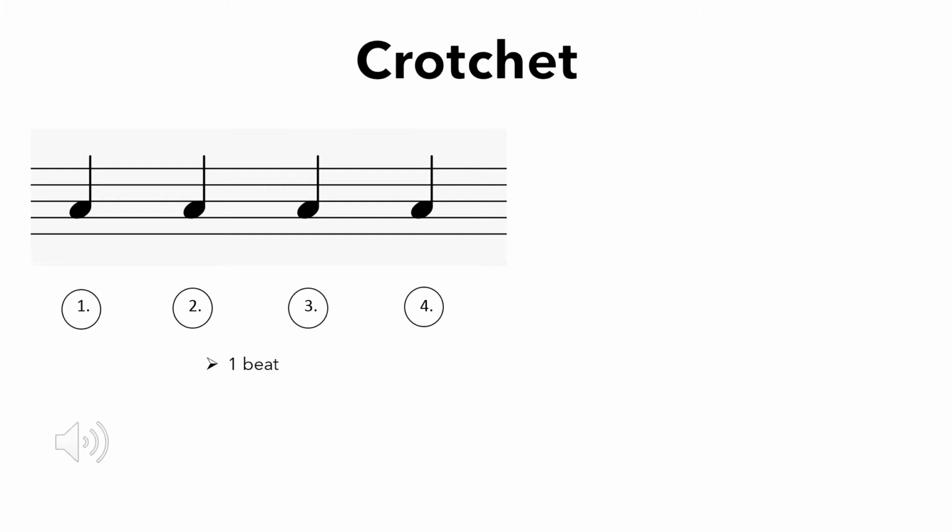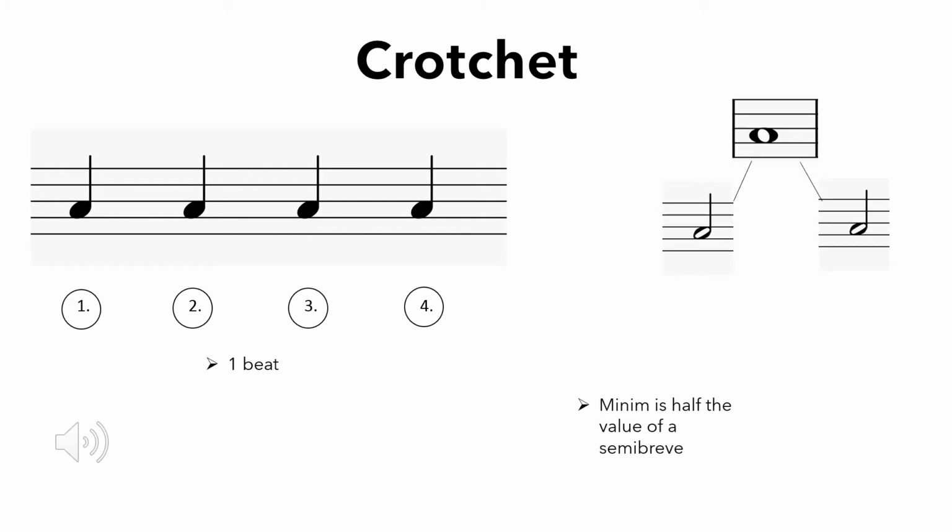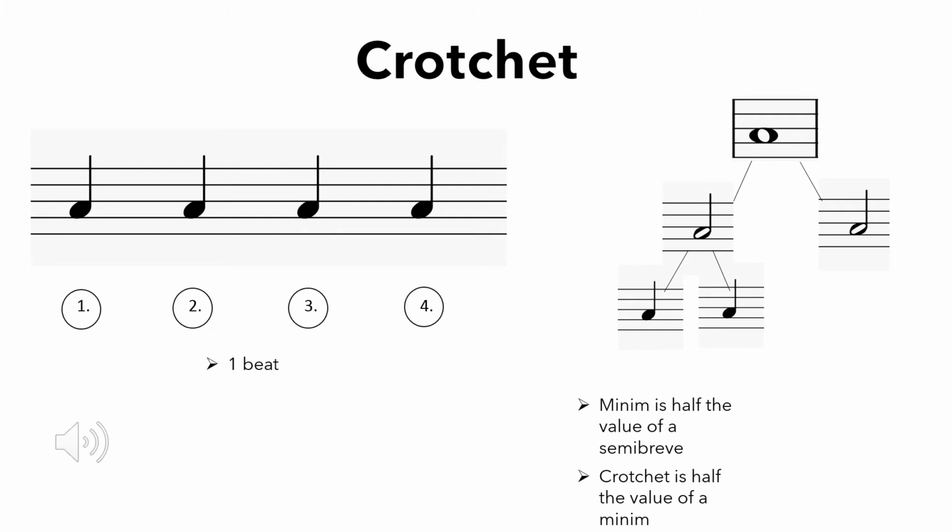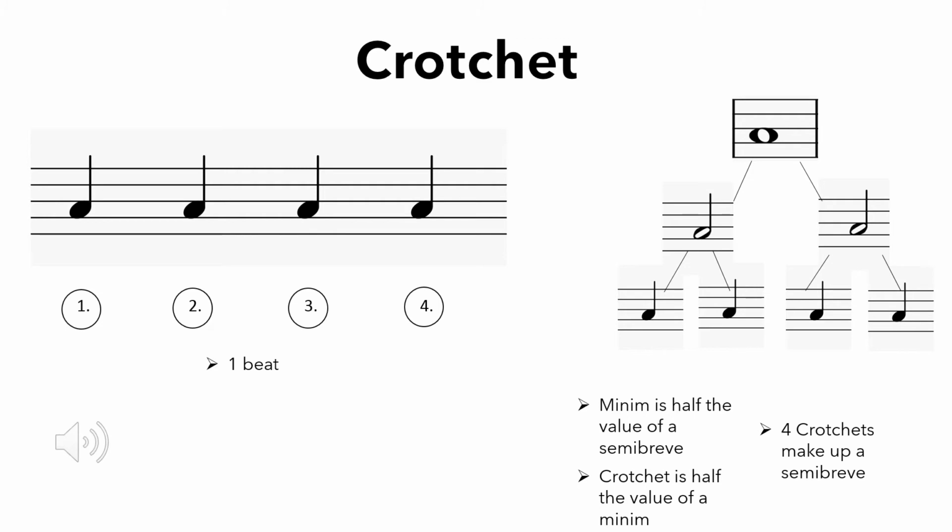This time, a note is being played on each of the numbers. From this we can identify that each note is only 1 beat. We know that a minim is half the value of a semibreve, which means that a crotchet is half the value of a minim. This means that 2 crotchets make up a minim and 4 crotchets make up a semibreve.